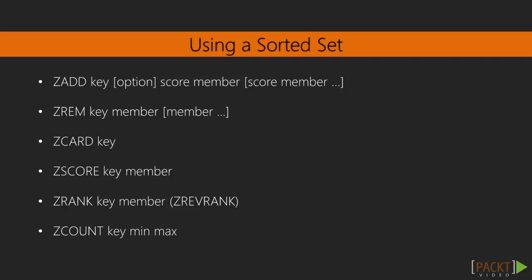Now, rank is the position of an element in the sorted list. If the element is at the front of the list, in other words, has the lowest score, it will have a rank of 0. If it's at the end, it will be equal to the cardinality of the list minus 1. Conversely, using zrevrank, we'll reverse the rankings and assign rank 0 to the highest score. Finally, zcount will retrieve the number of elements that exist between the min and max scores specified. So let's look quickly at a couple of those commands in context in the Redis CLI.